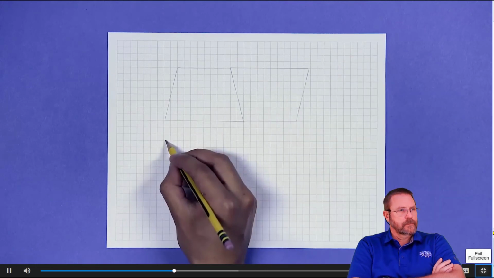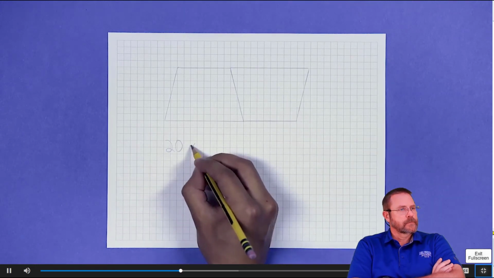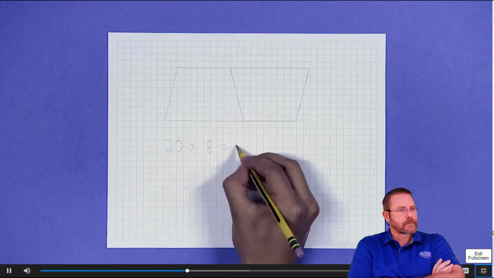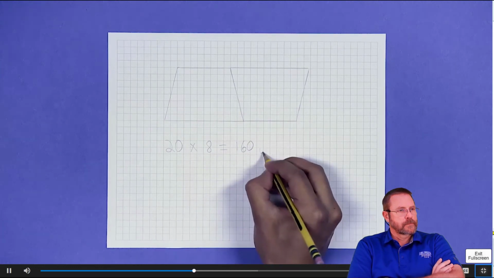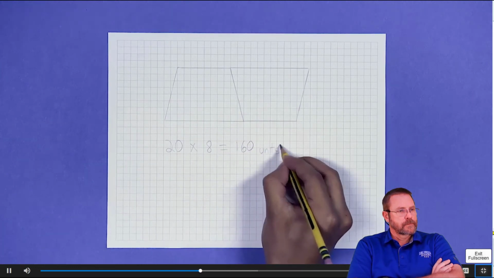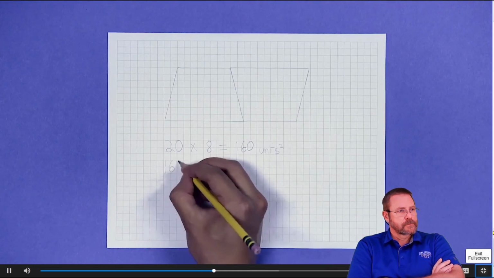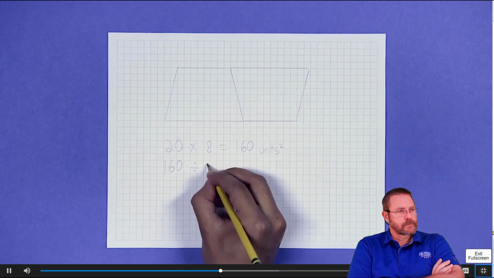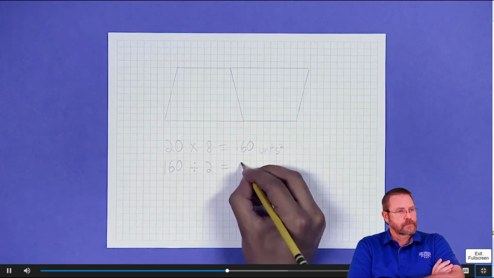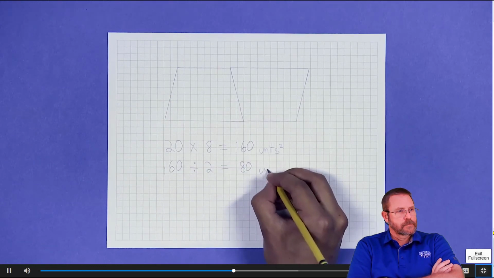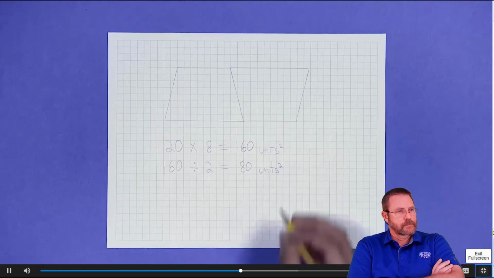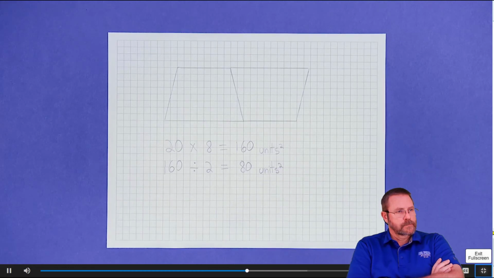This parallelogram has a base of 20 units and a height of 8 units. So the area is 160 square units. Because the parallelogram is composed of two congruent trapezoids, the area of one trapezoid is half the area of the parallelogram. So the area of the trapezoid is 160 divided by 2, or 80 square units.